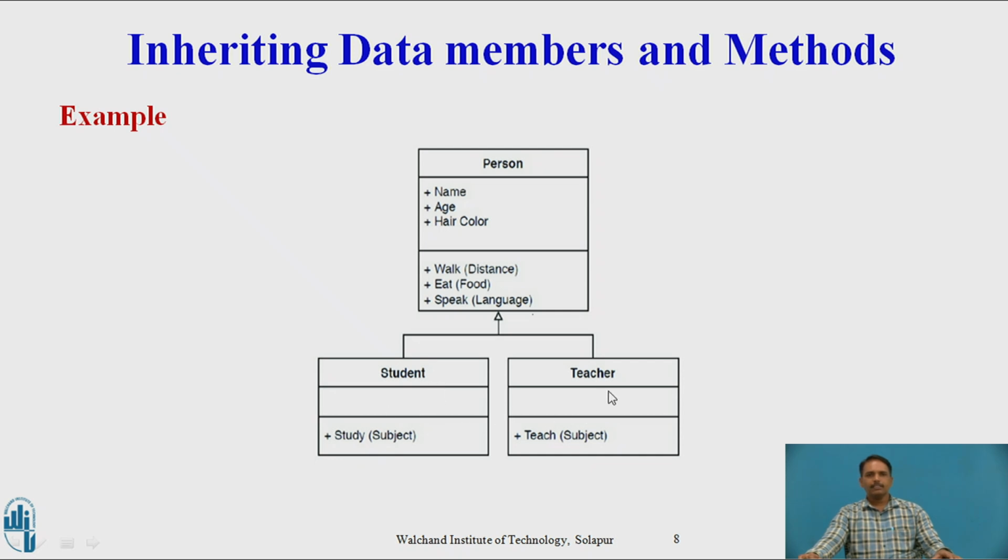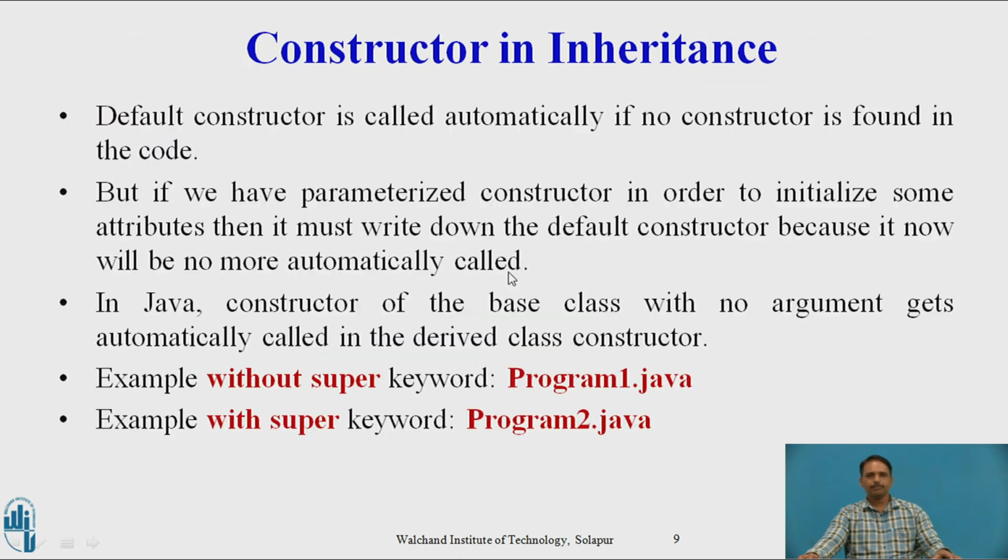The teacher class is another class which is also inheriting the person class. It will inherit all the attributes and behaviors of its parent called person, along with it is defining its own behavior called teach. So this is how student class and teacher class are using what pre-exists in the form of person class.